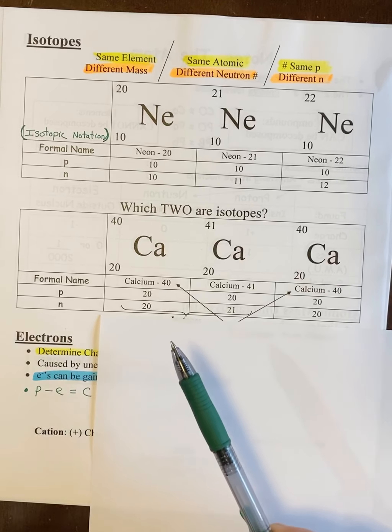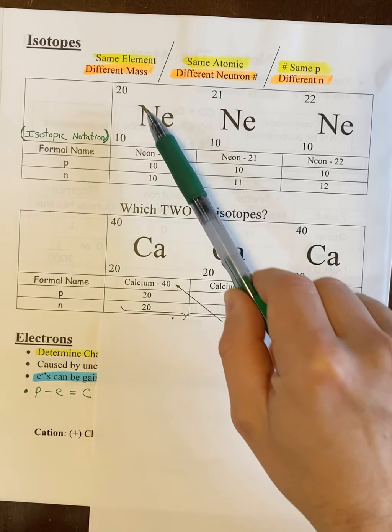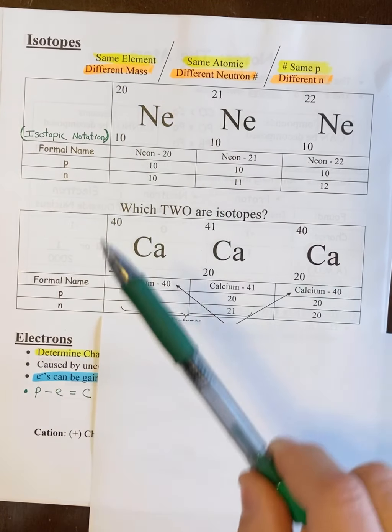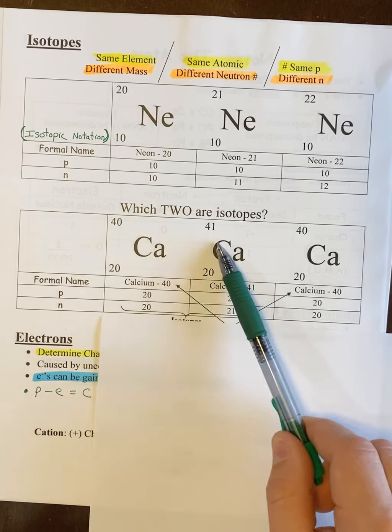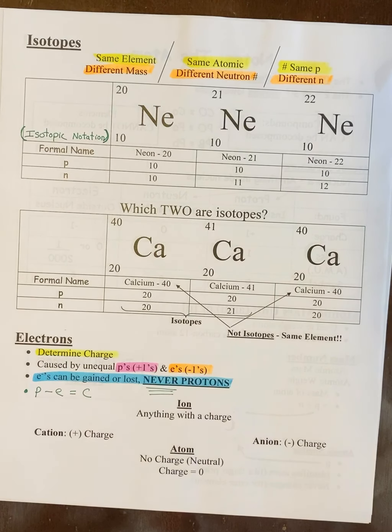There are two answers. You could say the first two are isotopes, because in order to be an isotope, remember, you have to be the same element with a different mass. So you could say the first two are isotopes. You could say the second and the third are isotopes, but what you cannot say is that the first and the third are isotopes because they do not have a different mass. They are the same element, but they also have the same mass. So we would just say they're the same thing. They're not isotopes of each other. So that's isotopes.